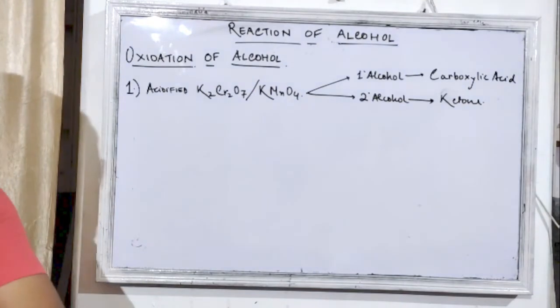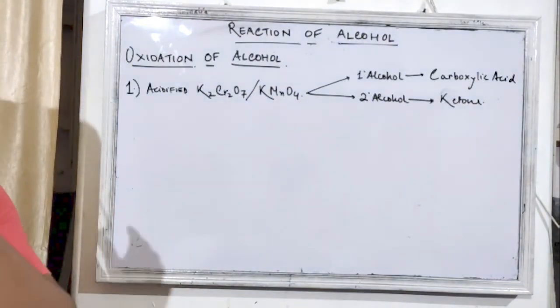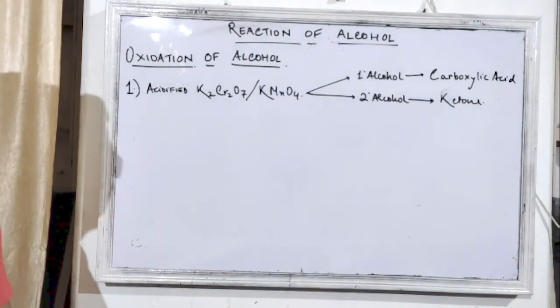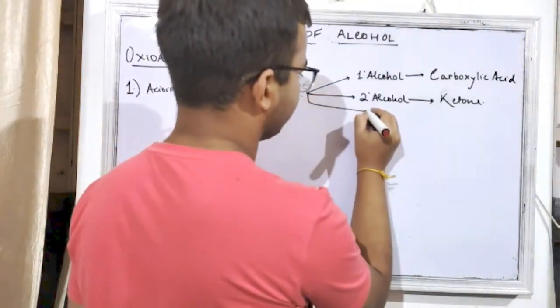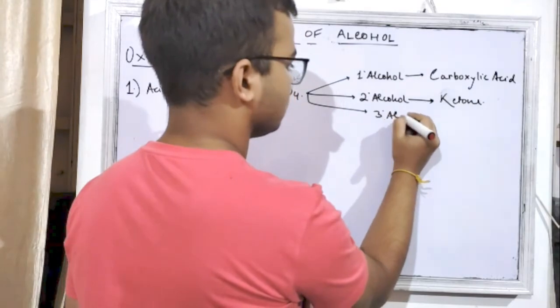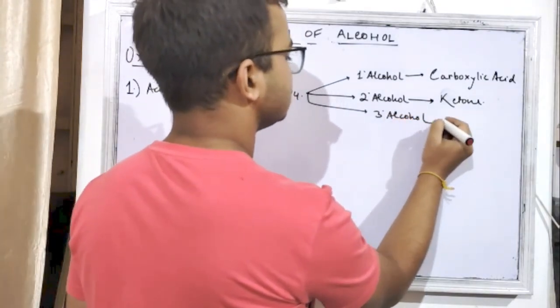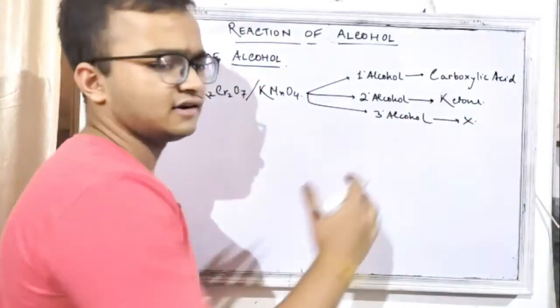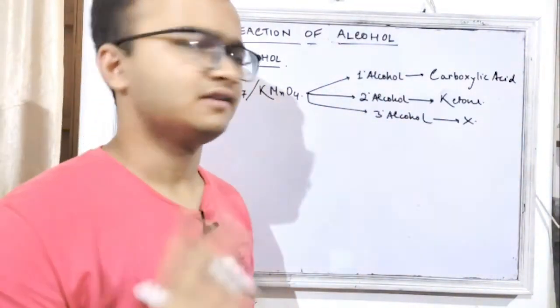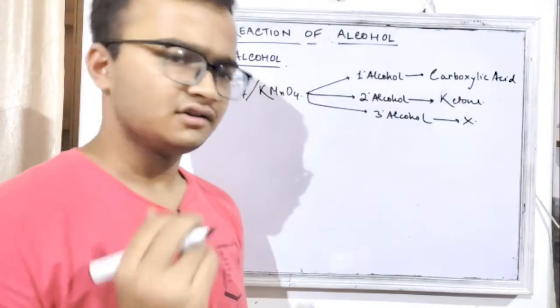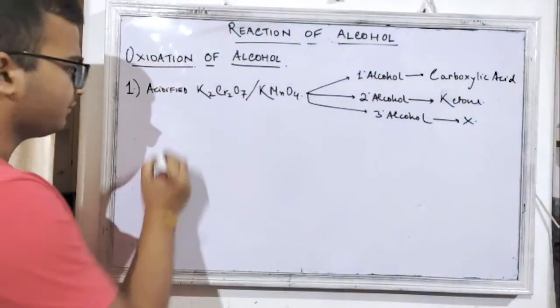If this is 1 degree alcohol, it will be carboxylic acid, and if it is 2 degree alcohol, then it is ketone. Now if you take 3 degree alcohol, on oxidation, it has no effect. Don't write here that aldehyde is being formed. For 1 degree alcohol, there is carboxylic acid. For 2 degree, there is ketone, and for 3 degree, there is no effect. So if you want to see an example, I am doing it over here.